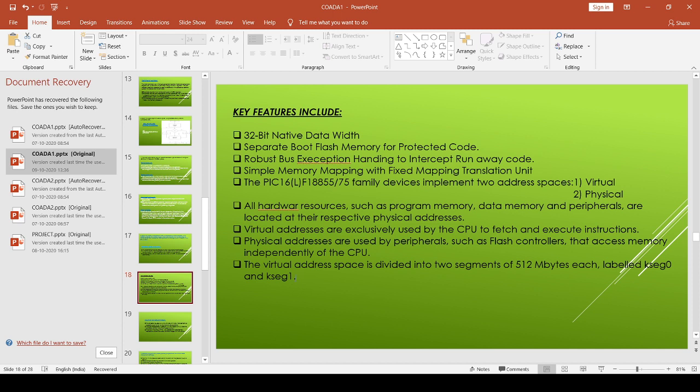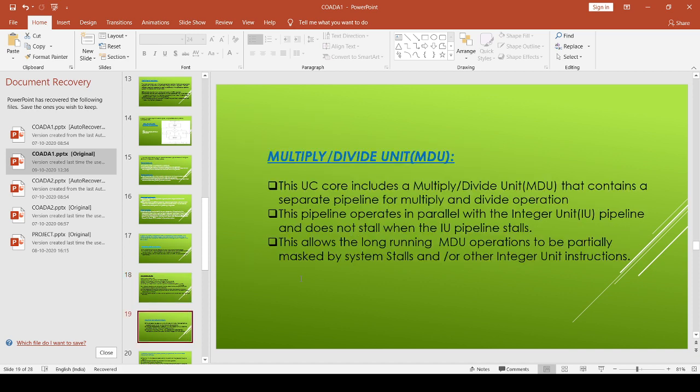These are the remaining few features included in this microprocessor. Multiply and divide units. This core includes a multiply divide unit that contains a separate pipeline for multiply and divide operations. This pipeline operates in parallel with the integer pipeline and does not stall when the IU pipeline stalls. This allows the long-running MDU operations to be partially masked by system stalls.